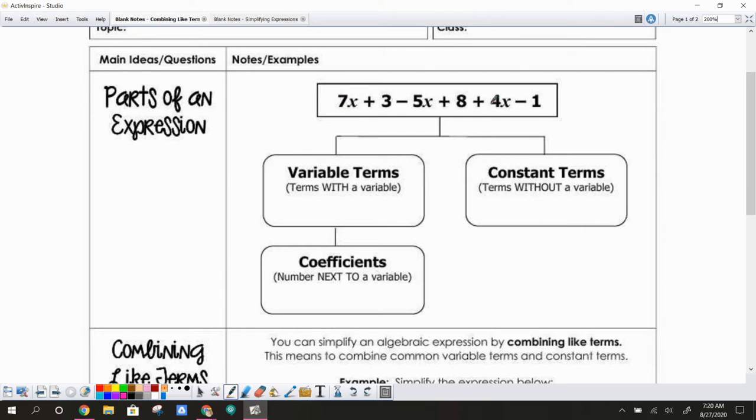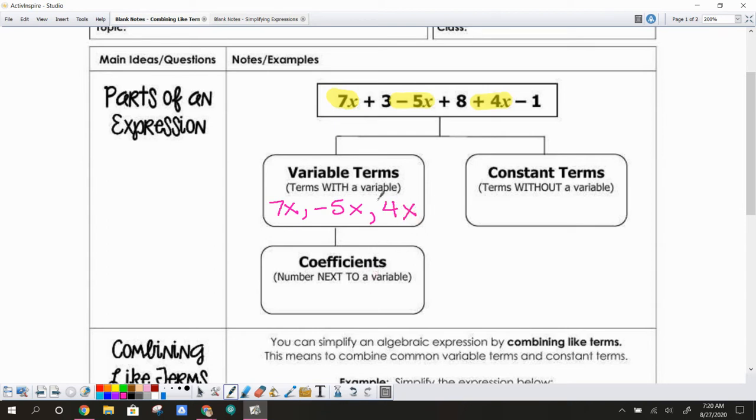Now, make sure that when you're picking your variable terms that you're looking at the sign in front of the number as well. So it would be 7x, a negative 5x, and a positive 4x. So for our variable terms, we have 7x, negative 5x, and positive 4x.